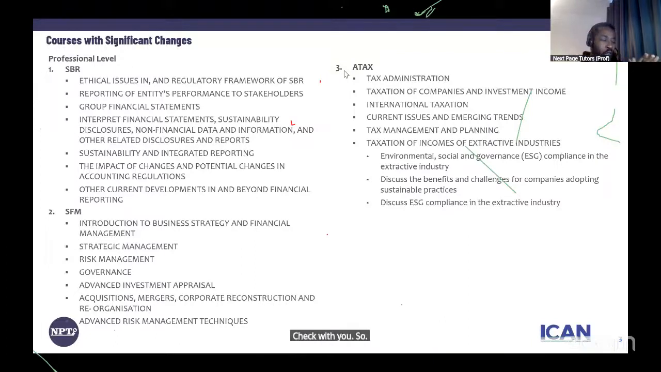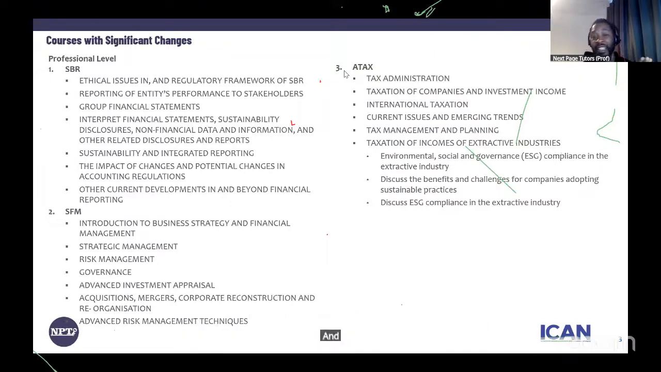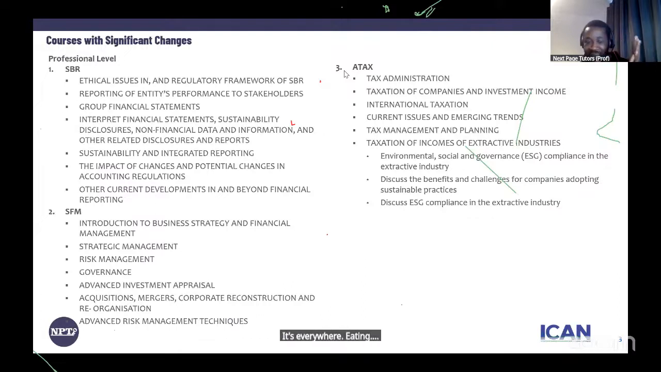Before now, in the old syllabus, there are some things that you will see everywhere, and a good example of that is financial statement analysis. Before now, financial statement analysis is everywhere. It's in PSAF, it's in PM, FR. If you get to professional level, you have it in case study, 30% of the syllabus. It's in SFM, CR, that's the old paper CR.